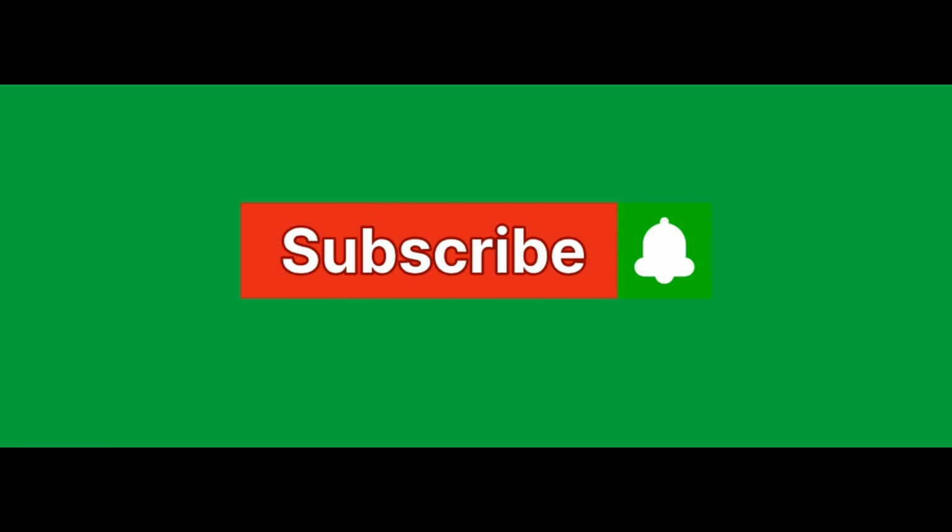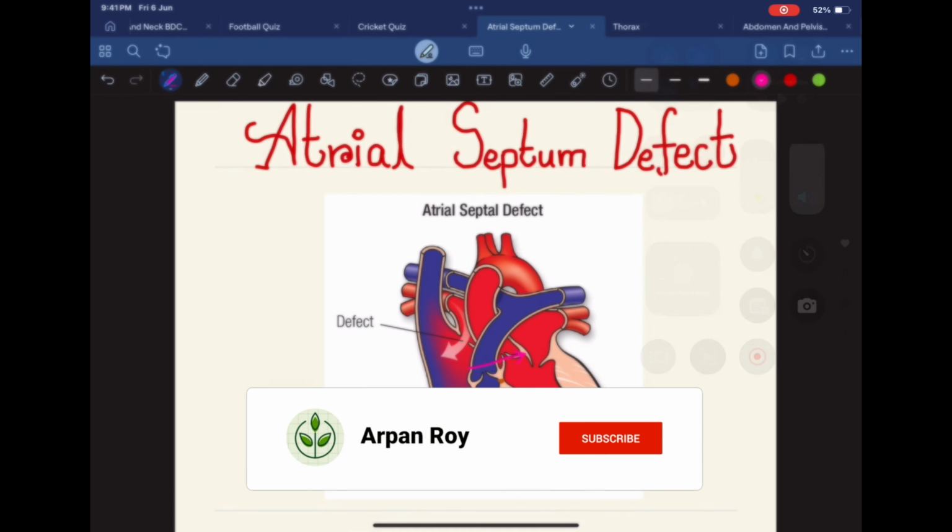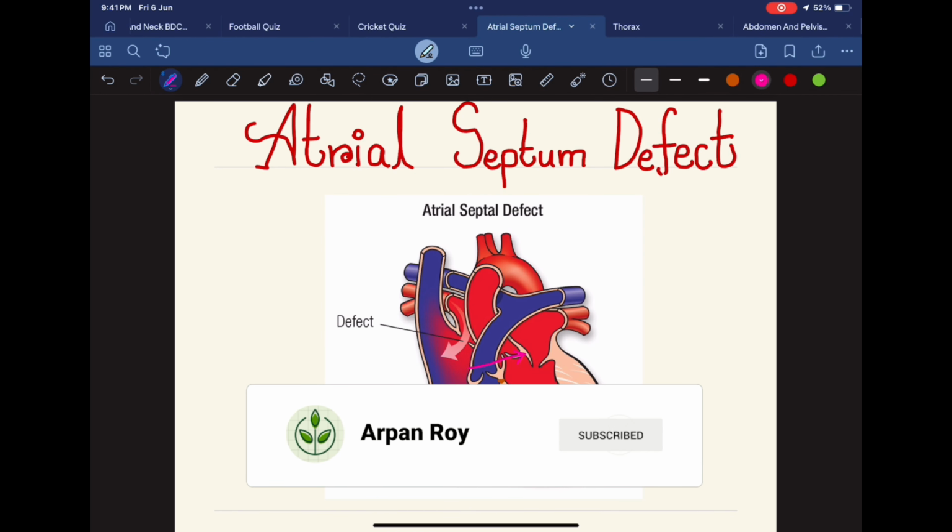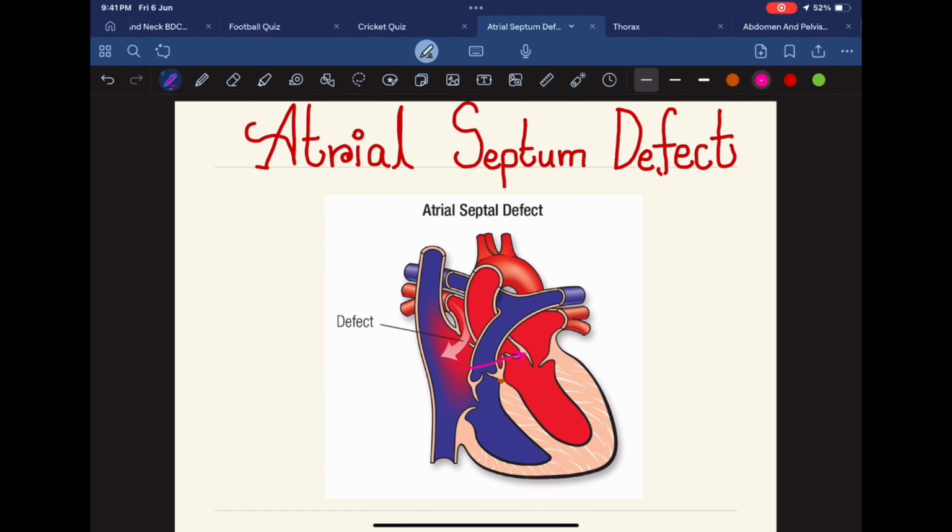So today we are going to study atrial septal defect, which is a congenital heart defect between the two septa of the atria. So let's focus on my iPad. Let's start today's video. From atrial septal defect, we know that atrial means atrium, septum means wall, and defect means abnormality.